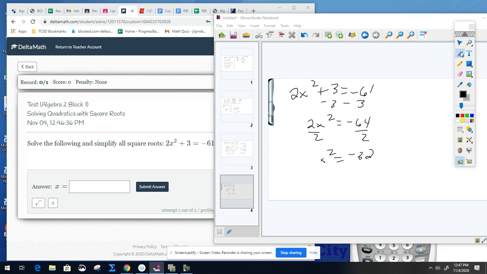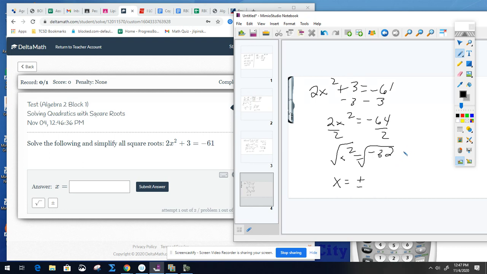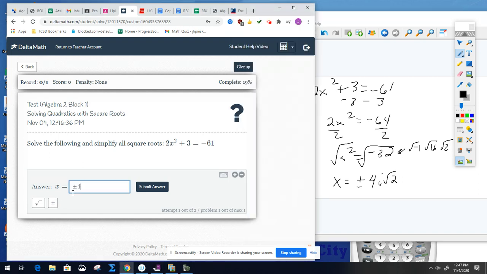Now, at this point, I'm going to take the square root of both sides. My answer is going to become plus or minus. So x equals plus or minus, and I have to simplify this. So what does this simplify to? Square root of -1, square root of 16, square root of 2. If I multiply -1 times 16 times 2, it's going to give me -32, and I can simplify these to 4i square root 2. So I go over here, I'm going to click plus or minus, I'm going to put 4i square root 2.